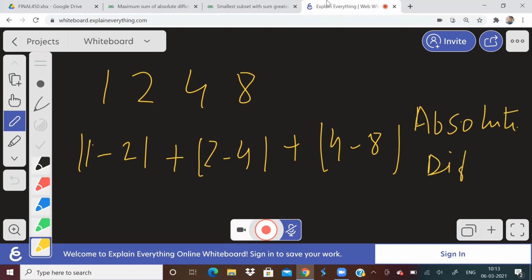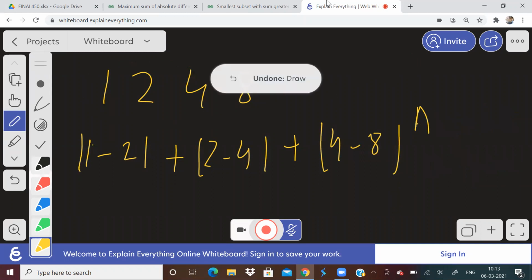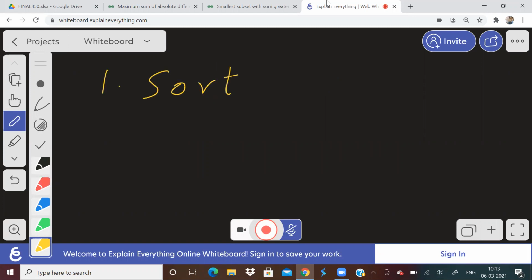But this is not the entire problem. We have to maximize this value, this answer that we get, right? So what is the best possible way? Which permutation of this array will help us in getting the maximum answer? You can do trial and error, and after doing trial and error, you will come to know that if you want to get the maximum absolute difference, the first thing is to sort the array. In our case, it will be 1, 2, 4, 8.